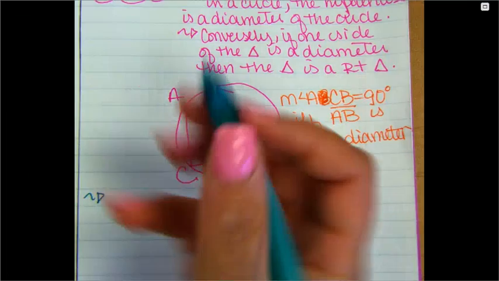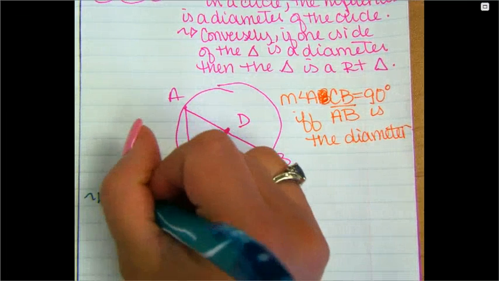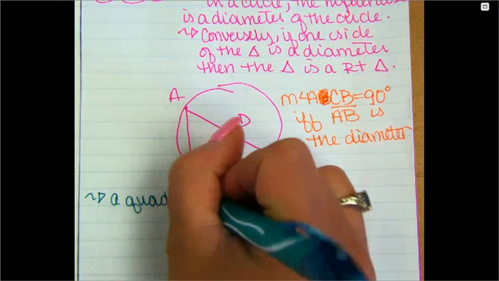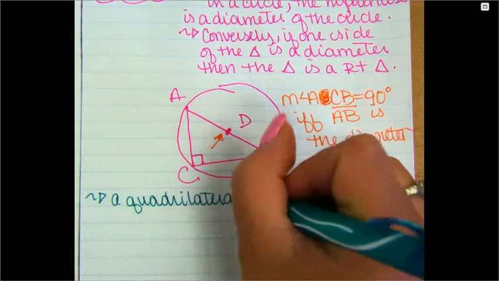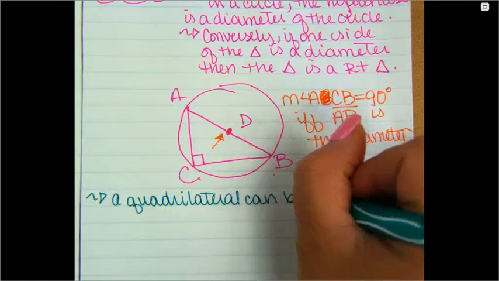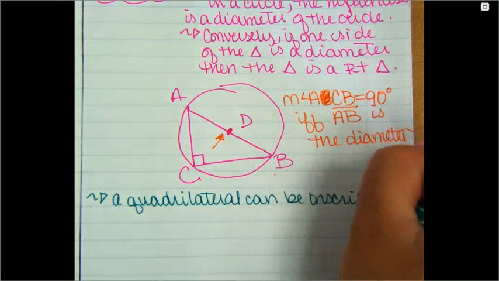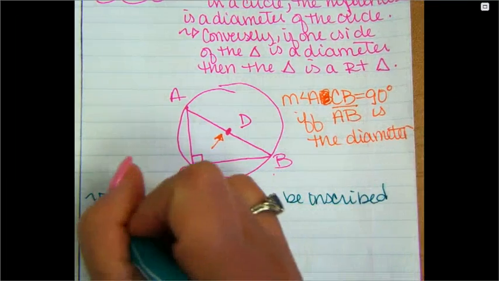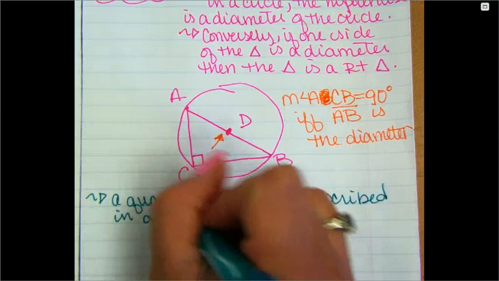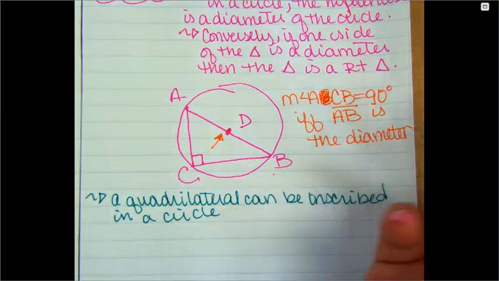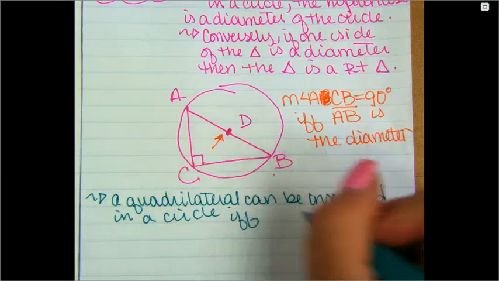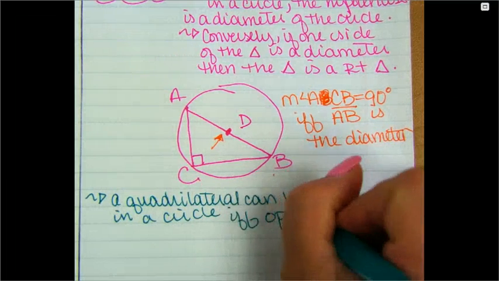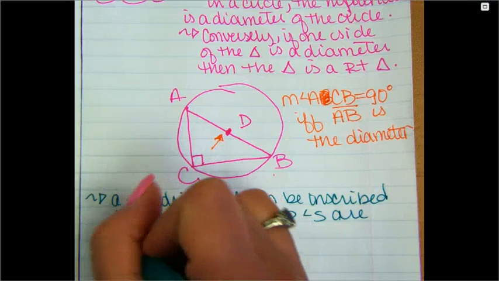Let's add something to it. A quadrilateral. How many sides to a quadrilateral? 4. Can be inscribed in a circle if and only if opposite angles are supplementary.